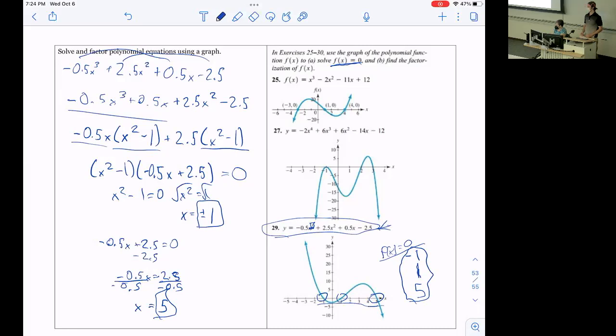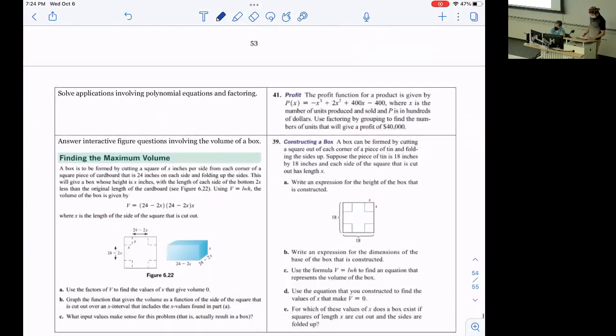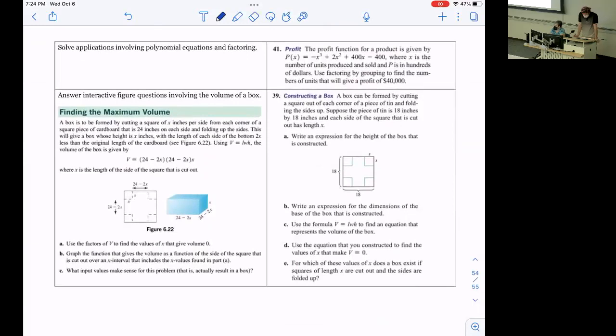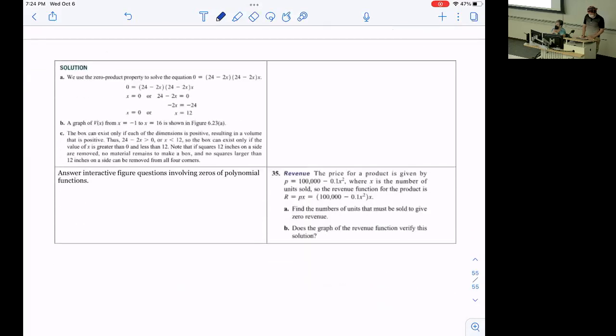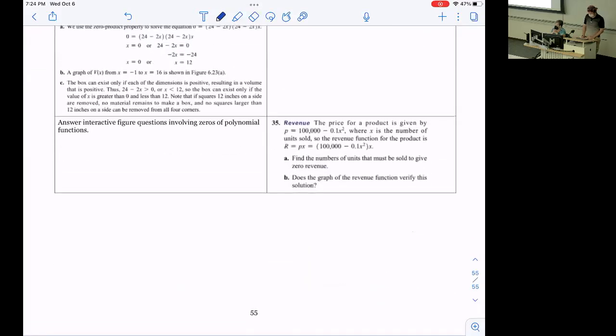Does that make sense? Any questions on that? All right. Let's go ahead and see what we have left on the last couple of pages with our 6 minutes remaining. So we can solve applications involving polynomial equations and factoring. And we can answer interactive figure questions involving the volume of a box. Anybody want to see either of those done? Go ahead and look at the next page then. Answer interactive figure questions involving zeros of polynomial functions. So we want to see that word problem work.